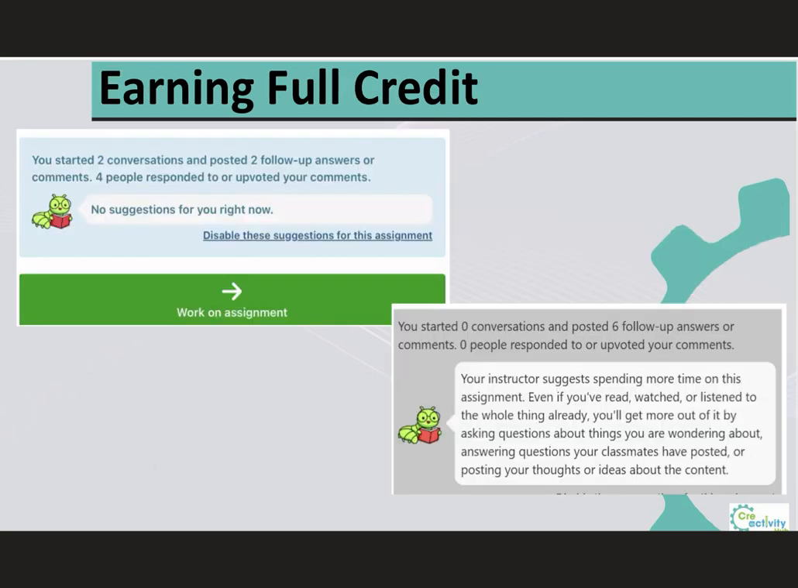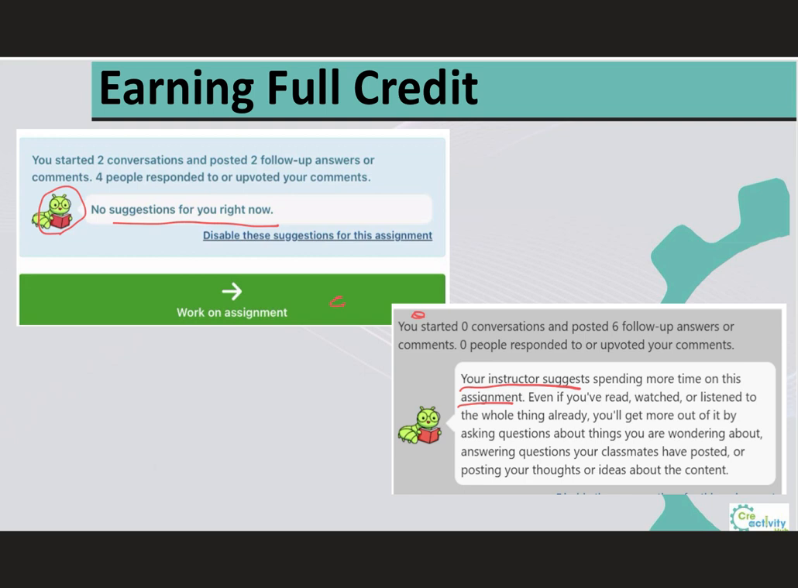Now, there is an easy way for you to see if you have participated enough or if you need to add more content to your posts. And this is based off of these two images. So if you see the caterpillar that says no suggestions for you right now, this means that you will be earning full points at this specific moment. And if it says your instructor suggests spending more time on this assignment, this means that you need to participate a little bit more.